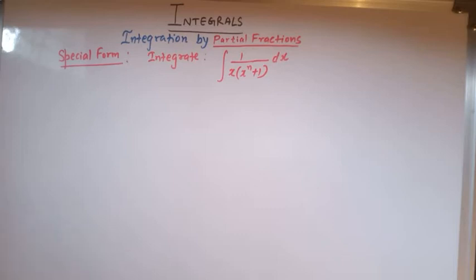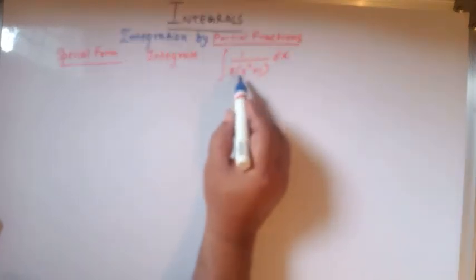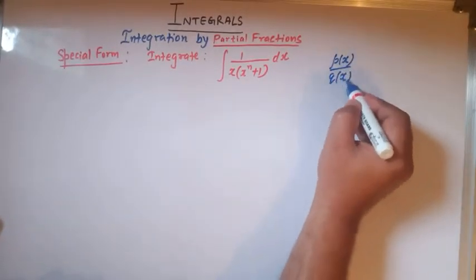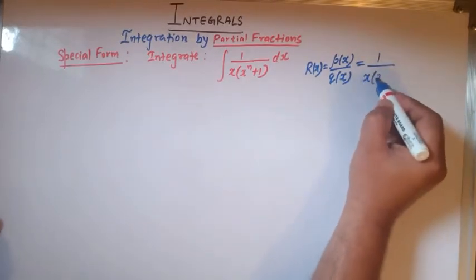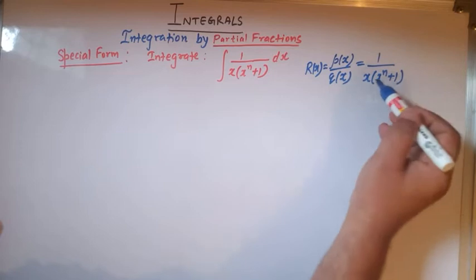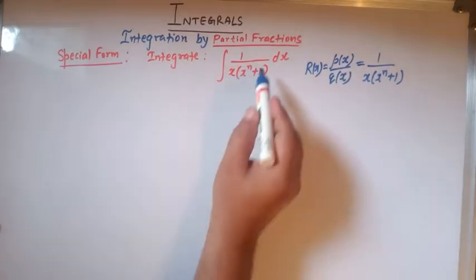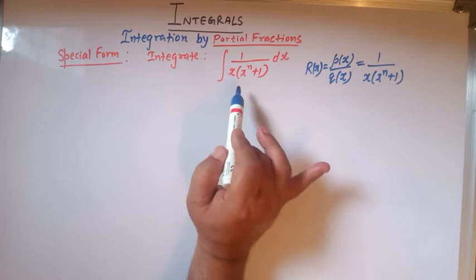Hello viewers, in today's class we are going to integrate an important rational function which is of the form 1 over x times x raised to n plus 1. Clear? So here the form p(x) over q(x), this is a rational function and the form is 1 over x times x raised to n plus 1. So here p(x) is a constant polynomial and q(x) is the polynomial x times x raised to n plus 1. Okay. Now let us see the procedure or the method to integrate such type of rational functions.